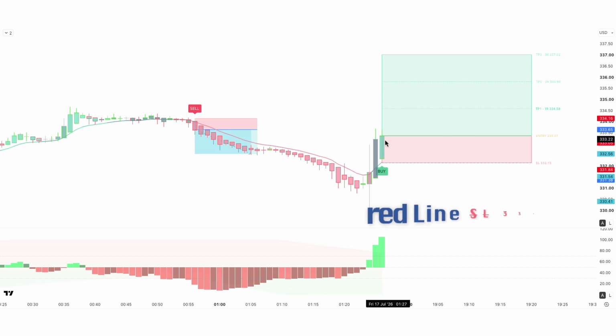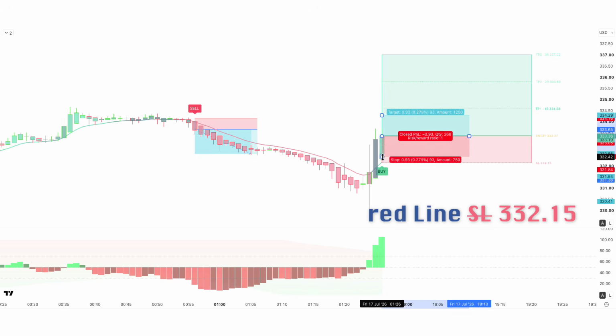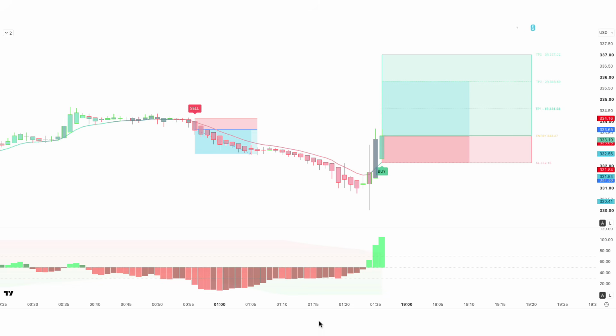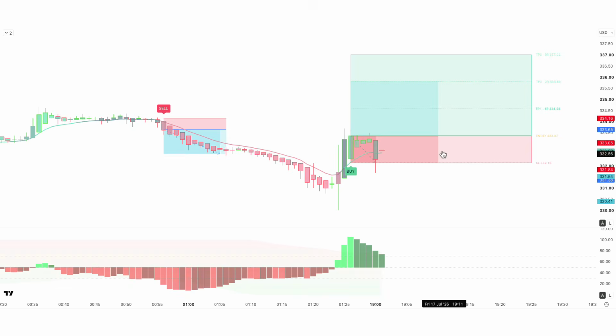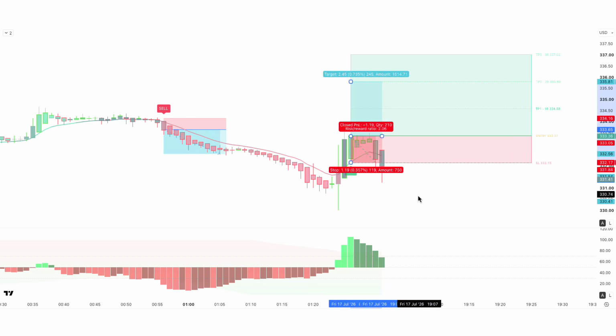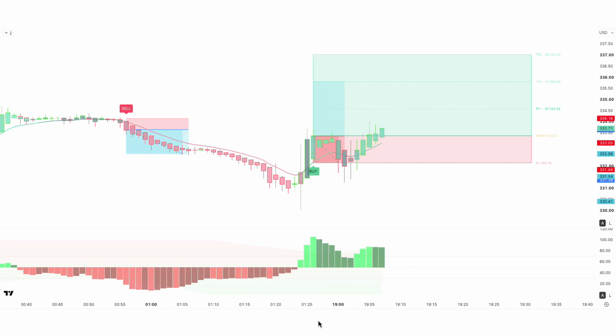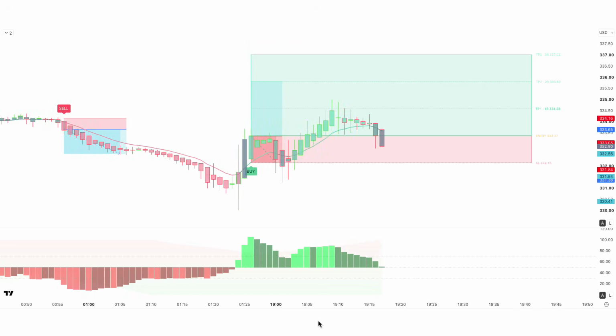333.37. Our stop loss is to be placed at the red line SL 332.15, and the risk to reward ratio will be TP2 2R 335. We have lost this trade. Never mind, sometimes it happens in the market. We must remember one thing, that no strategy works 100% in the market.